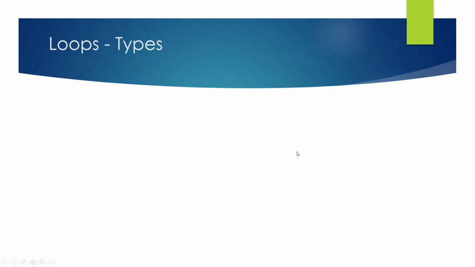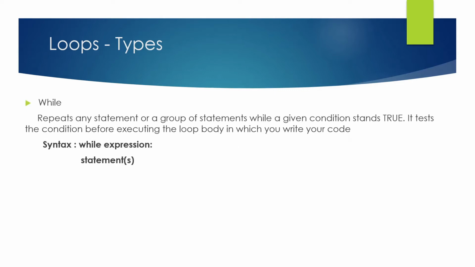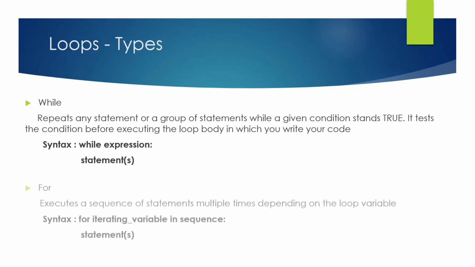Now let us understand the types of loops. The first one is a while loop. It repeats a statement or a group of statements while a given condition stands true. It tests the condition before executing the loop body in which you write your code. So this is the syntax for it. You write a while expression and it will check for some condition, and then it will execute the statements depending on whether the condition is true or not.